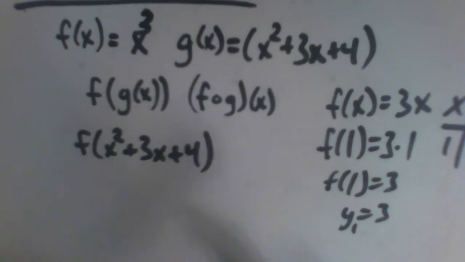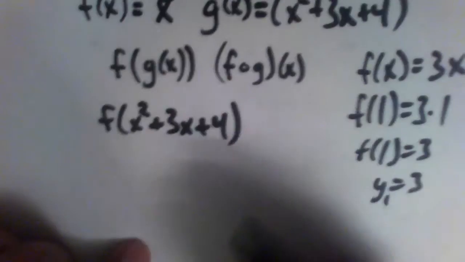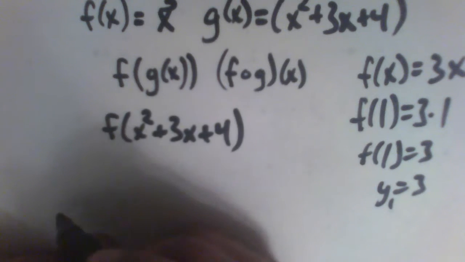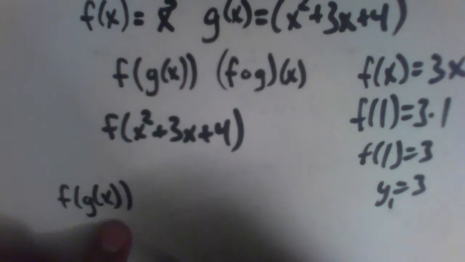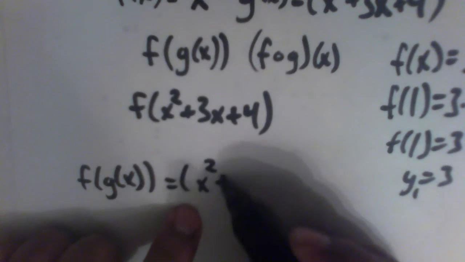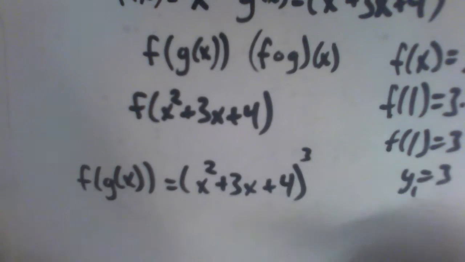It's the same thing here. When I have my function x squared plus 3x plus 4, it's no longer a number. It's actually a function that we're plugging into this x cubed. So let's plug this into here, because that's what a composite is. The composite of f of x and g of x is going to be x squared plus 3x plus 4, all of this to the third power.